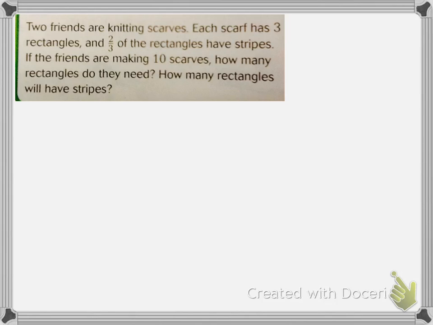Okay, let's see. Two friends are knitting scarves. Each scarf has 3 rectangles, and 2/3 of the rectangles have stripes. If the friends are making 10 scarves, they didn't say 10 scarves each, so they must be making 10 scarves altogether. How many rectangles do they need? How many rectangles will have stripes?